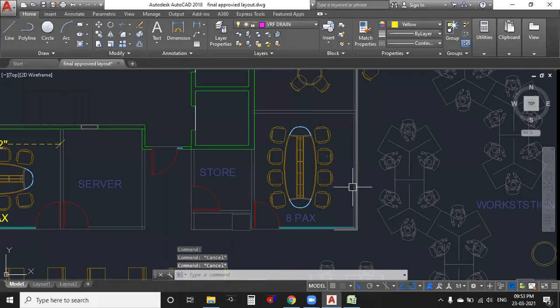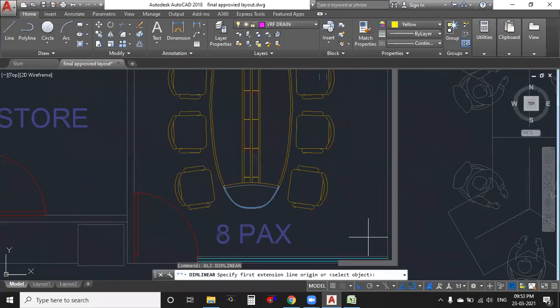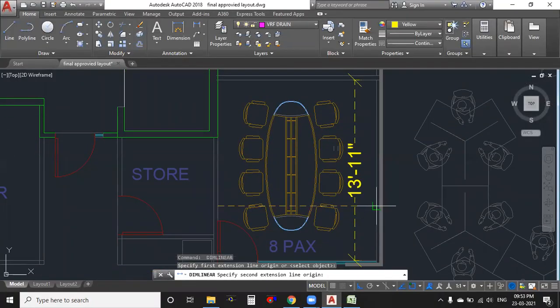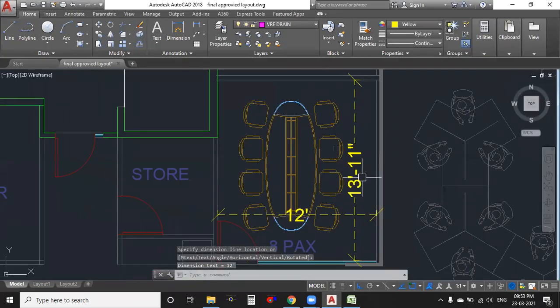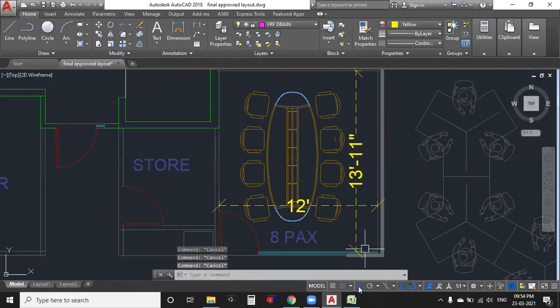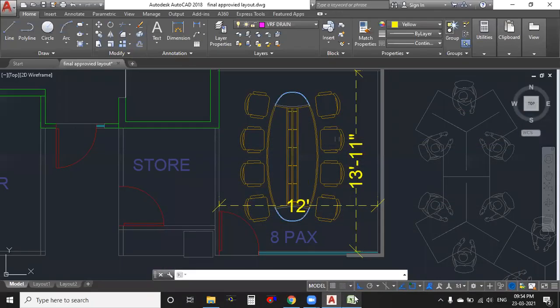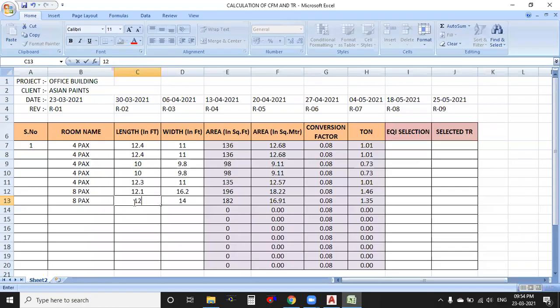So this also I have calculated, and here I am adding again an 8-pack DLI dimension: 13.11 and 12. So 13.11 means I can go for 14. The next value is 14 into 12. So this 8-pack I am copying here. Sorry, 12 and 14. 12 and 14.